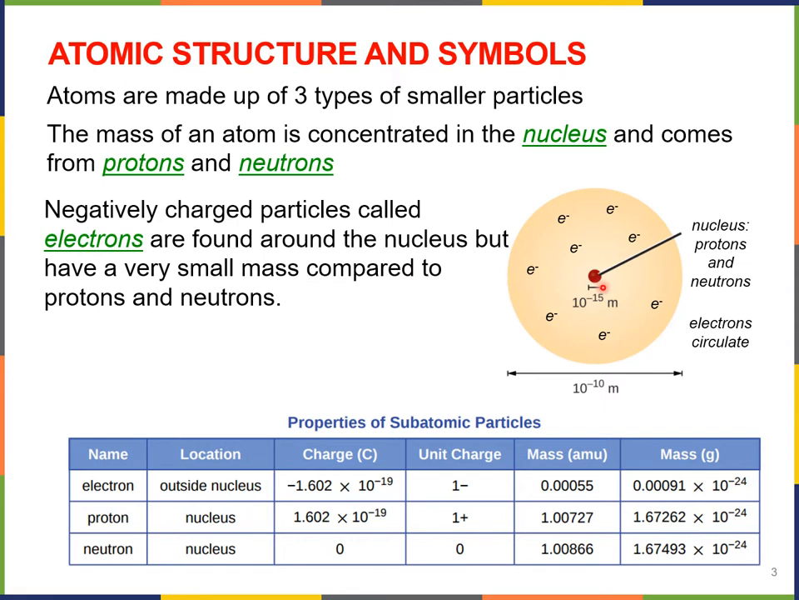We can divide atoms into two basic parts. The first is called the nucleus, and is represented by this red dot over here. The nucleus is in the center of the atom and is composed of protons and neutrons. The second part, or the rest of the atom, is composed of the electrons. And so, as you can see here, the electrons are represented by this cloud with these E minus labels, which sits around the nucleus and takes up the vast majority of the volume of the atom.